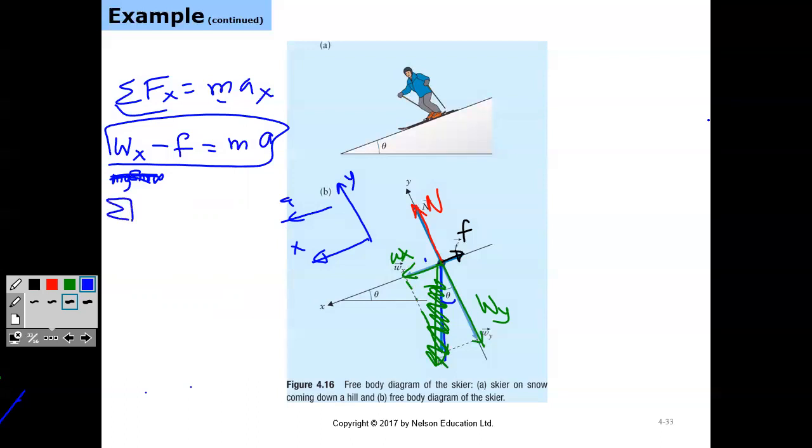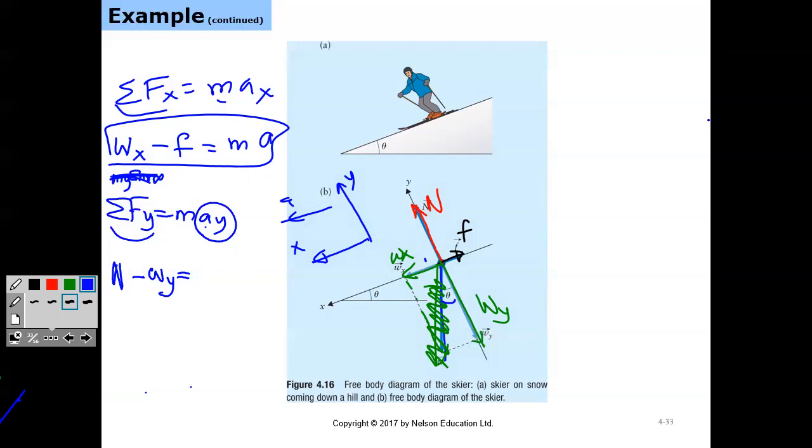Now let me apply it in the y direction. Net force in the y direction will be N minus Wy. What is this equal to? Acceleration in the y direction: 0. Do you understand why the acceleration in the y direction is 0? This is your y-axis, right? It has no motion in the y-axis.